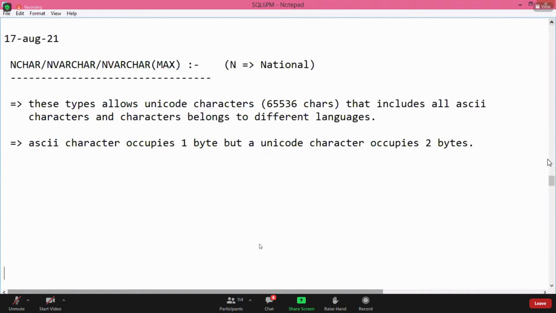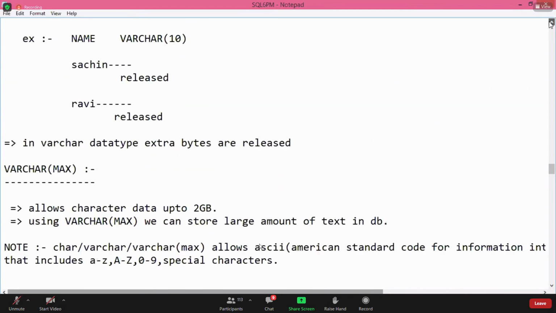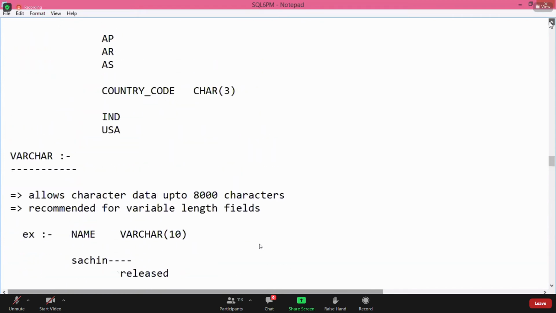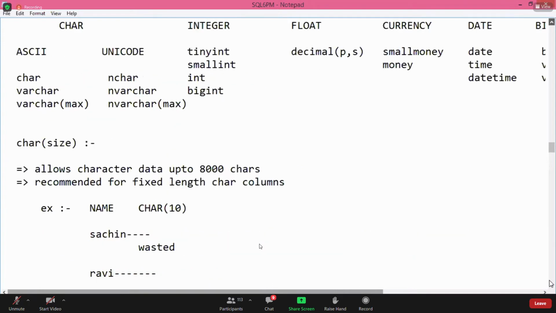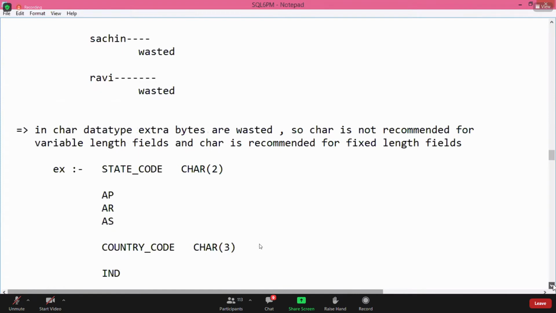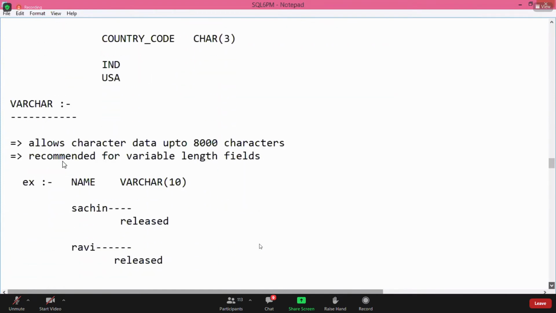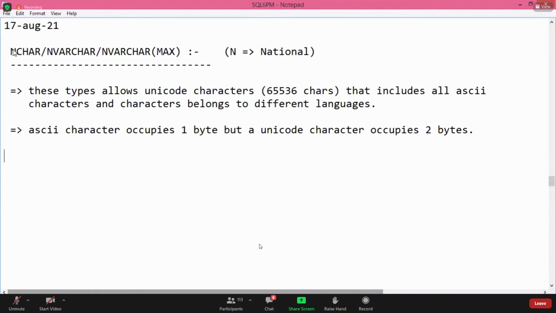All these are character types. Next, let's go to integer types. Whatever difference there is between char and varchar, the same difference is there between nchar and nvarchar.